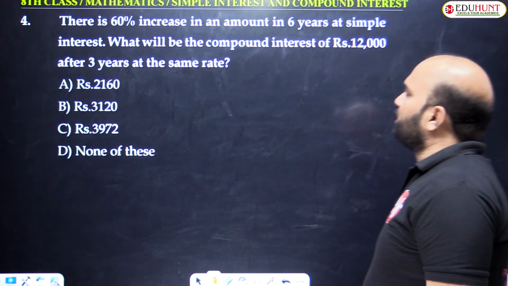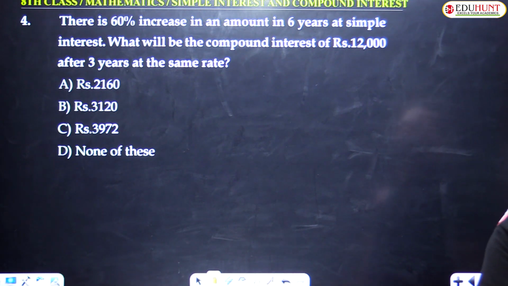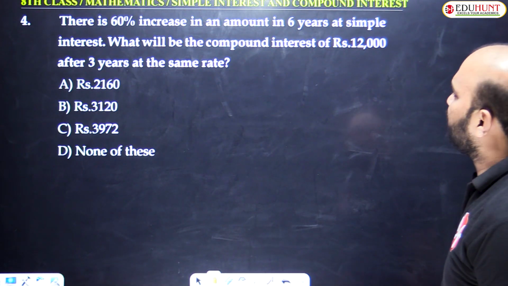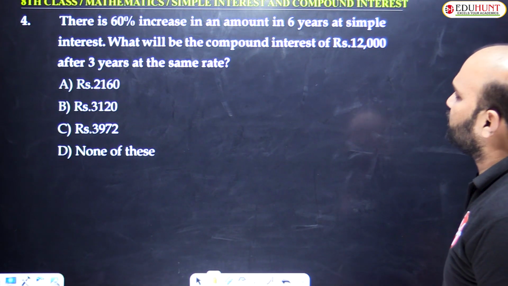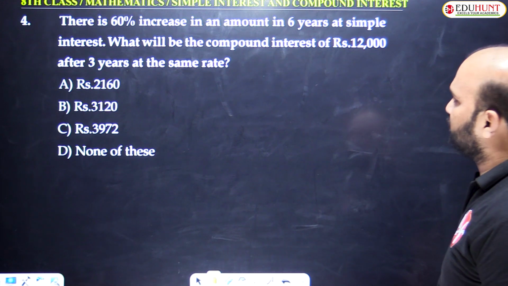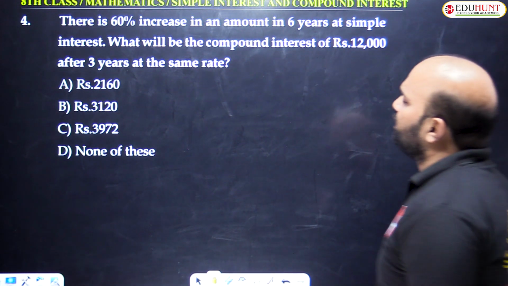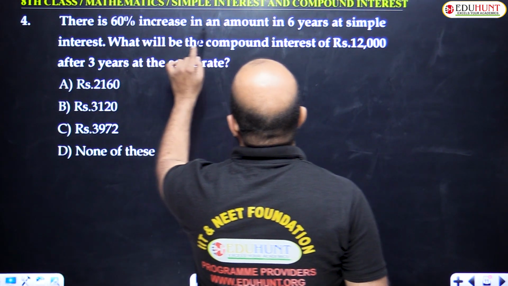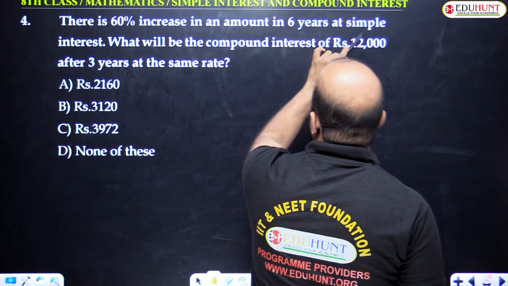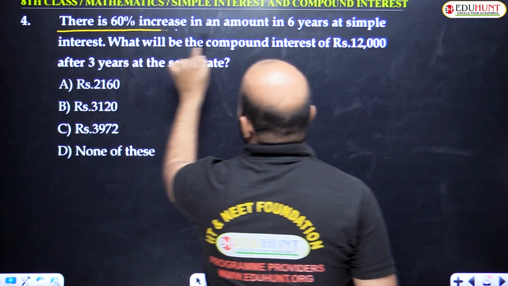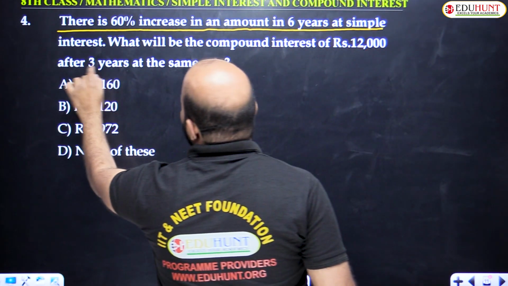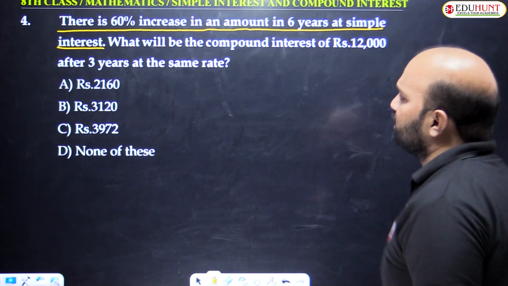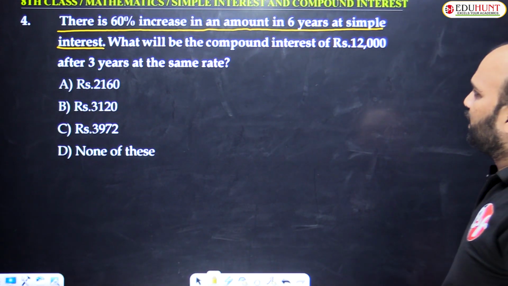There is 60% increase in an amount in 6 years at simple interest. What will be the compound interest of 12,000 rupees after 3 years at the same rate? So in that, initially what is given: there is 60% increase in an amount in 6 years at simple interest. So basically in that question, first the 60% increase is called interest according to simple.